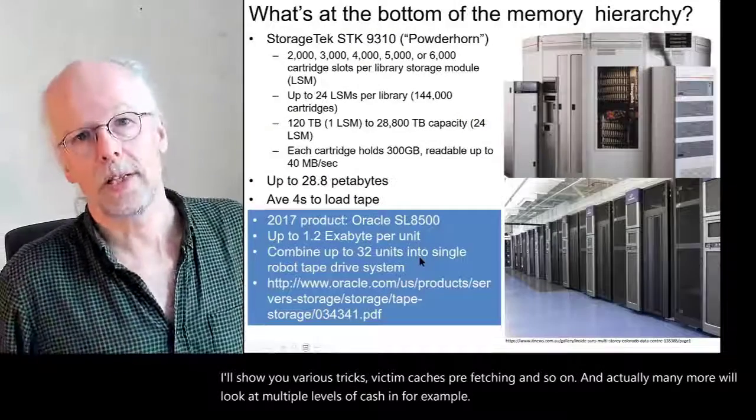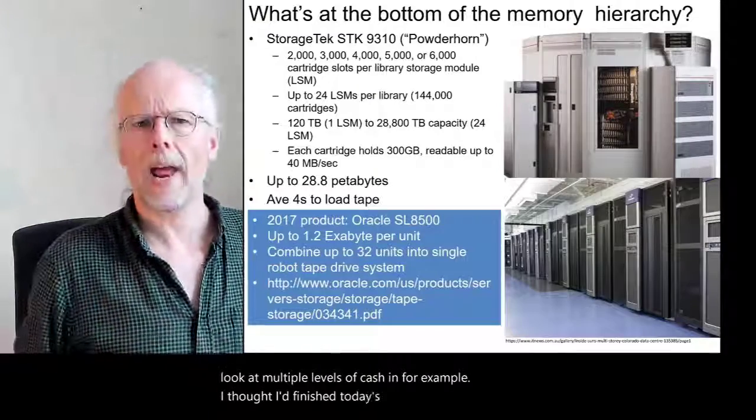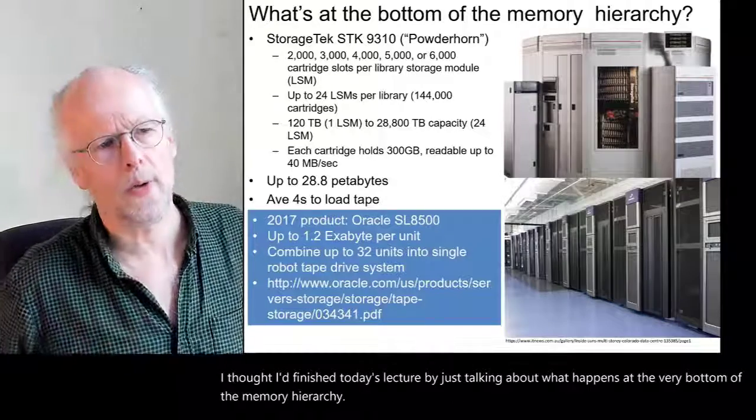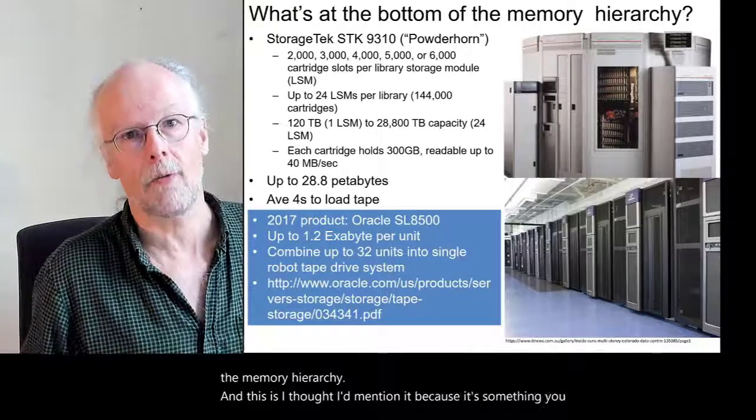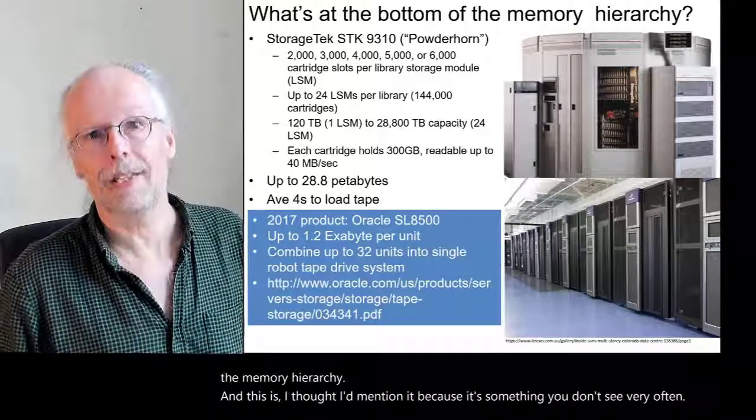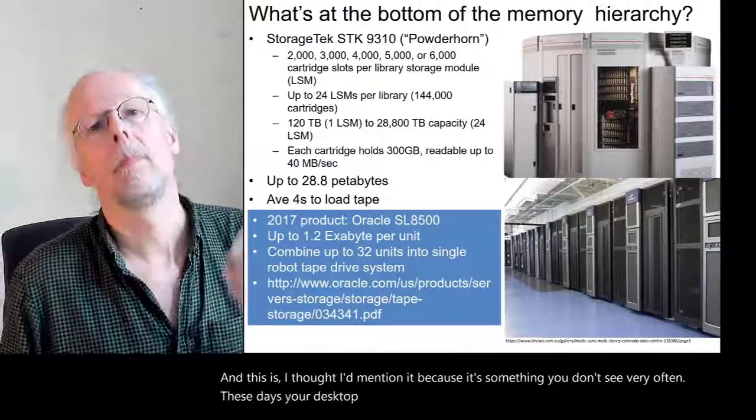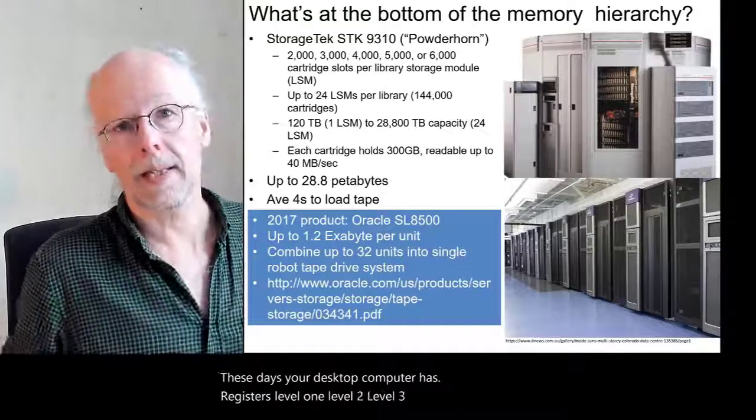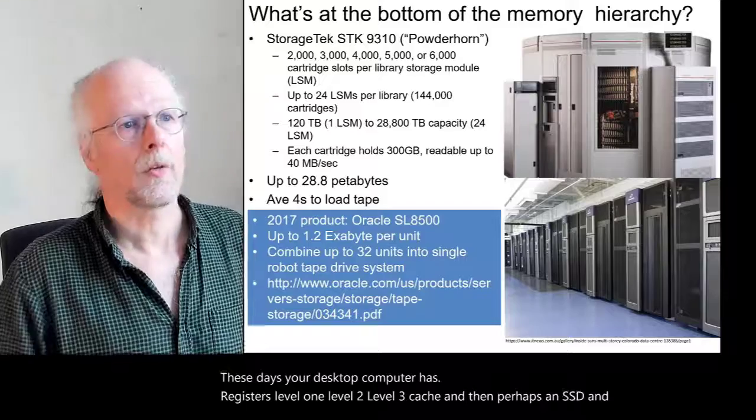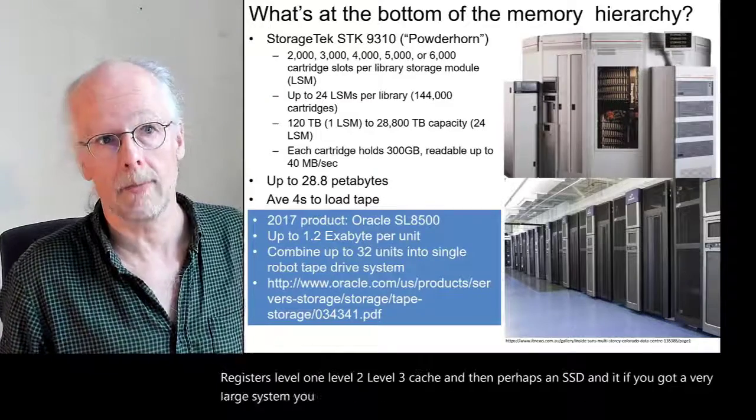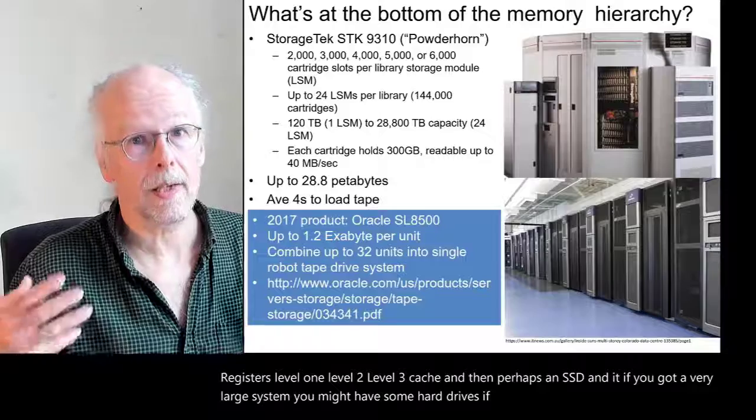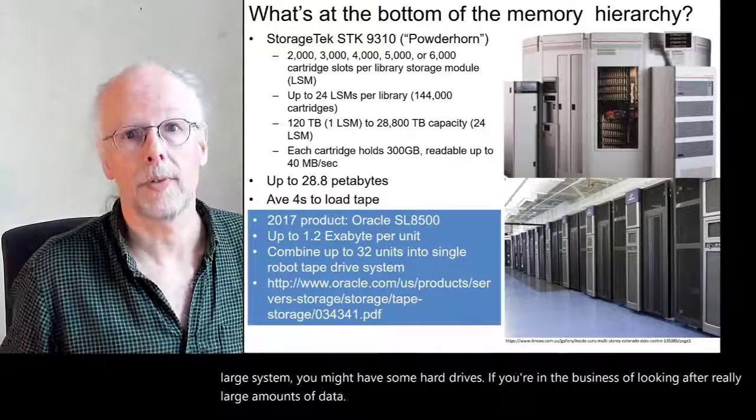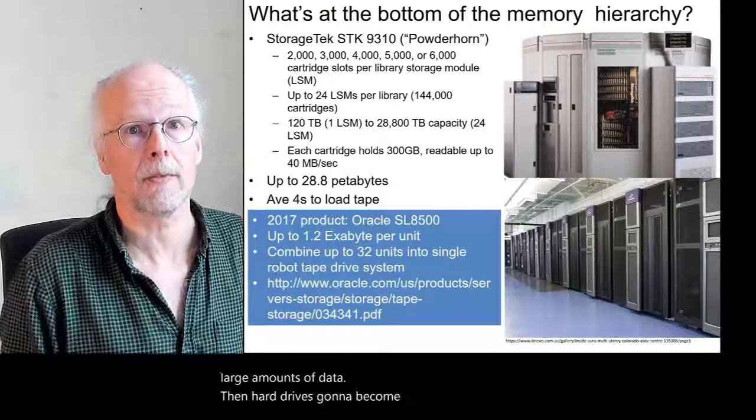I thought I'd finish today's lecture by just talking about what happens at the very bottom of the memory hierarchy. I thought I'd mention it because it's something you don't see very often. These days, your desktop computer has registers, level 1, level 2, level 3 cache, and then perhaps an SSD, and that's it. If you've got a very large system, you might have some hard drives. If you're in the business of looking after really large amounts of data, then hard drives are going to become an expensive and unattractive option.